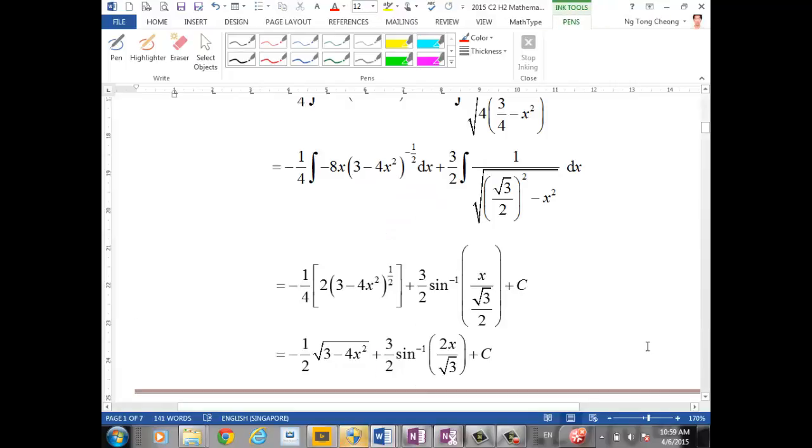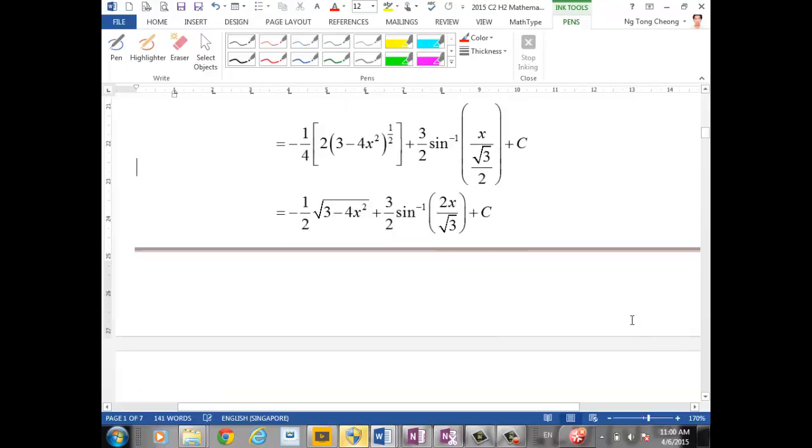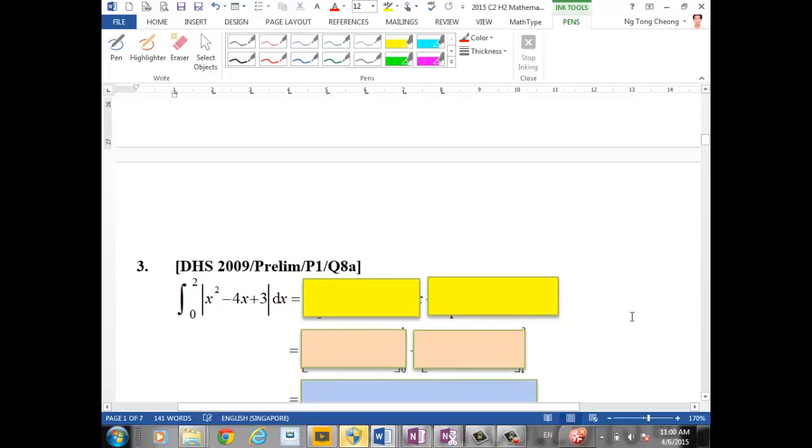Okay, for question 3, you find that we have an integral involving a modulus function. Quite often you find that students are weak in dealing with this sort of question, so we have included this type of question in the remedial lecture. I hope that you are able to learn how to work out this sort of question. All right, let's look at number 3 now.